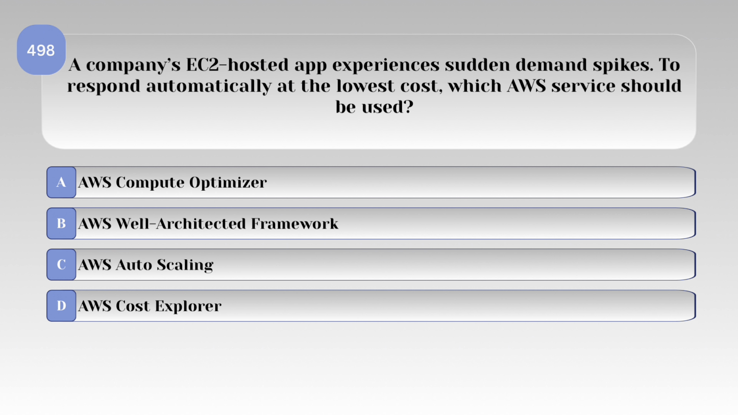A company's EC2 hosted app experiences sudden demand spikes. To respond automatically at the lowest cost, which AWS service should be used?